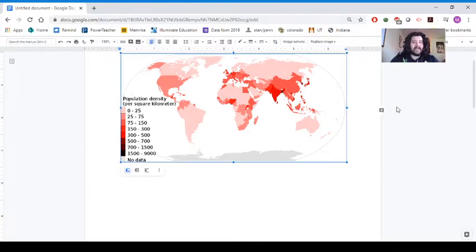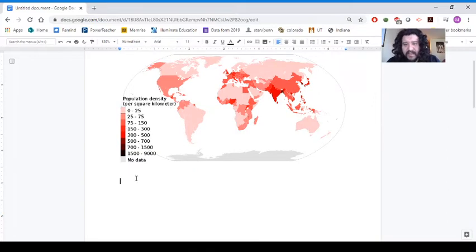So here we have a map of population density, and we're looking at population density per square kilometer. It's a world map. So at the very least, the things I want to keep in mind is that I'm looking at an international scale, I'm looking at multiple countries. In this case, I am looking at the entire world. And what that means for me is that there's going to have to be some focus that I have.